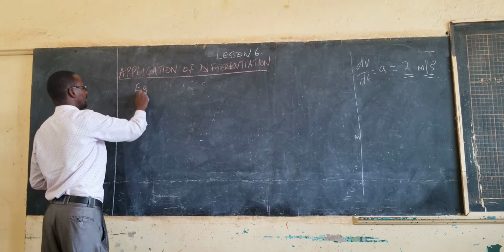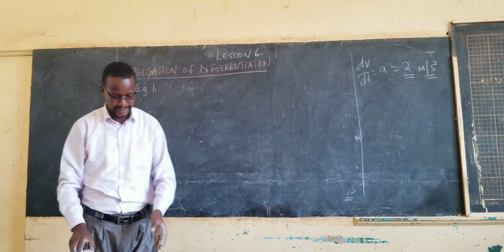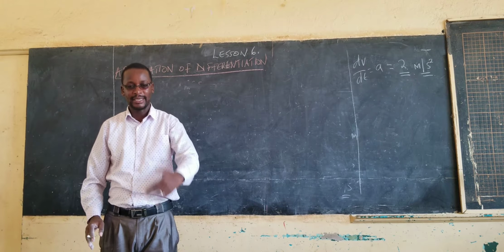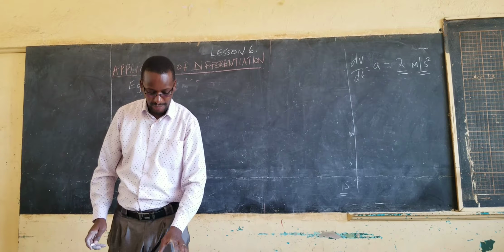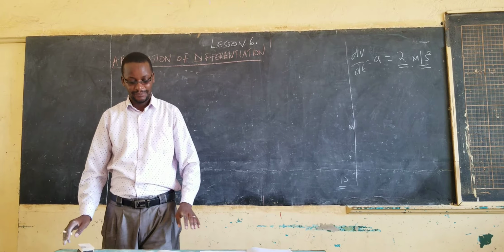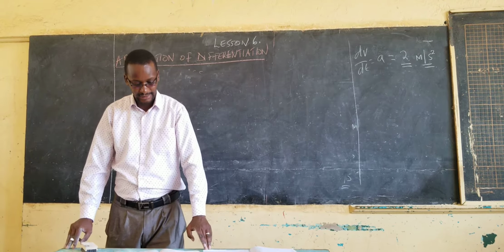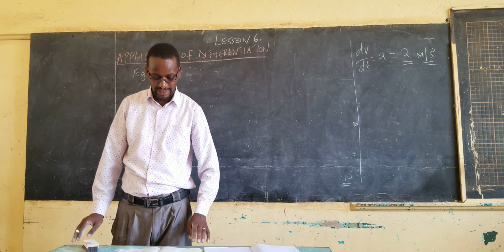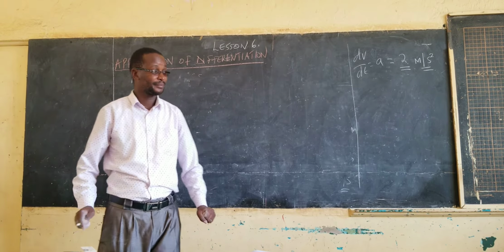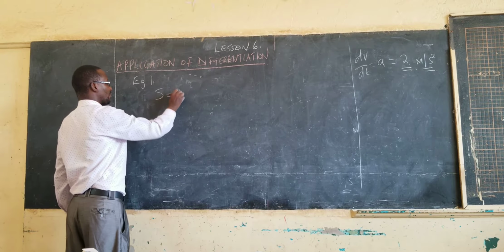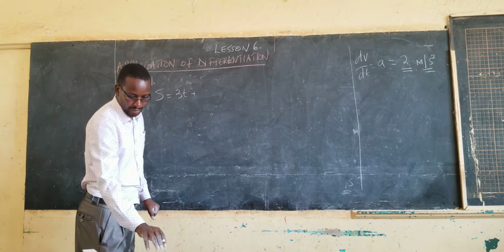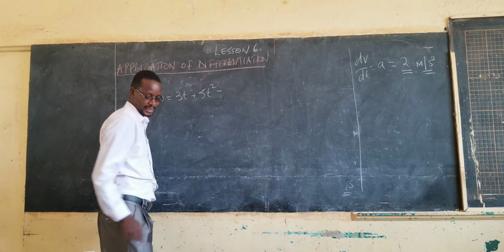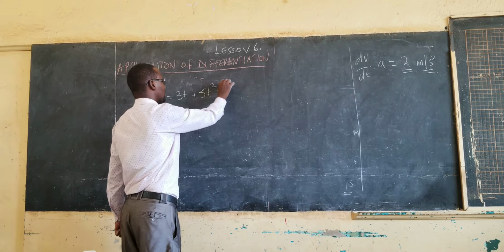Let's do one example. Then I give you an exercise. I will just read you my notes. A body moves in a straight line such that its distance, s meters, after t seconds is given by the equation s is equal to 3t plus 5t squared minus a third t cubed.